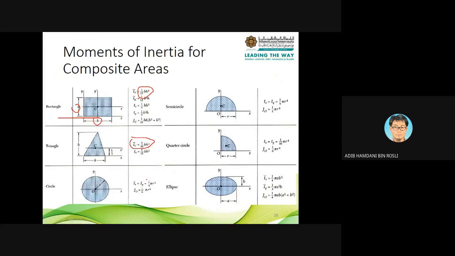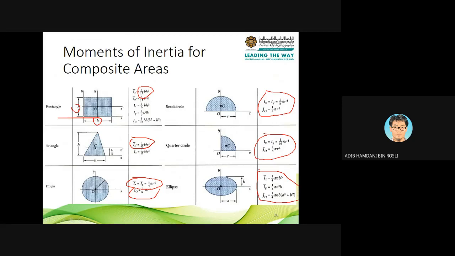For circle it is like this, 1 over 4 pi r squared. Sorry, pi r to the 4 over 4. And because of that, the polar J is 1 over 2 pi r to the power 4, not squared, power 4. And semicircle again, you have this formula. For the quarter circle, you have this formula, and for the ellipse, you have this formula. All right.